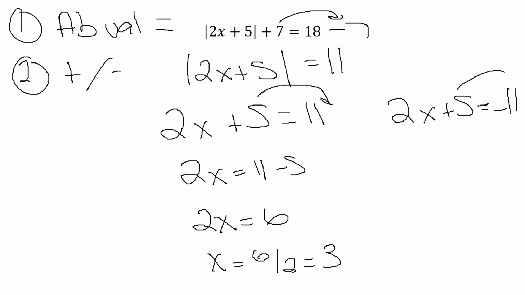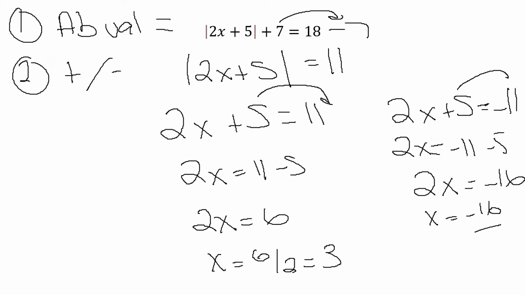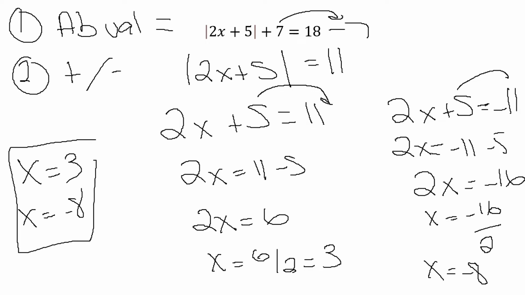Let's move this 5 over, and it's going to become, oh my gracious, hold on, 2x equals negative 11 minus 5. So 2x equals negative 16. Negative 16 divided by 2 is negative 8. So when you write your answer, you're just going to put x equals 3, x equals negative 8, and that becomes your whole answer.